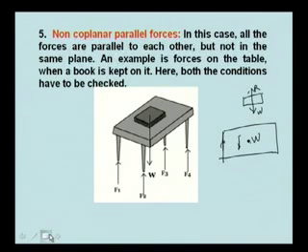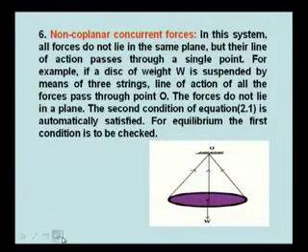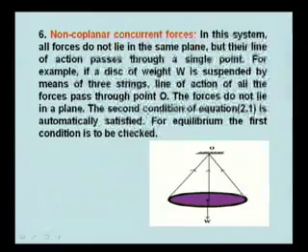That means the sum of all the forces should be 0, and at the same time the moment should also be 0. Then we may have a situation of non-coplanar concurrent forces. In this system, all forces do not lie in the same plane, but their line of action passes through a single point. For example, consider a weight W suspended by means of 3 strings. The line of action of all the forces passes through point O. The forces do not lie in a plane.